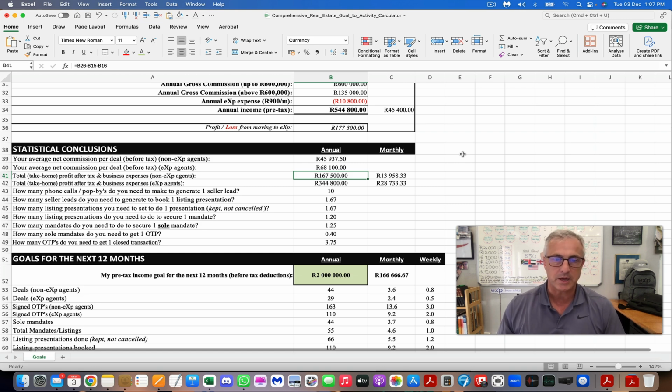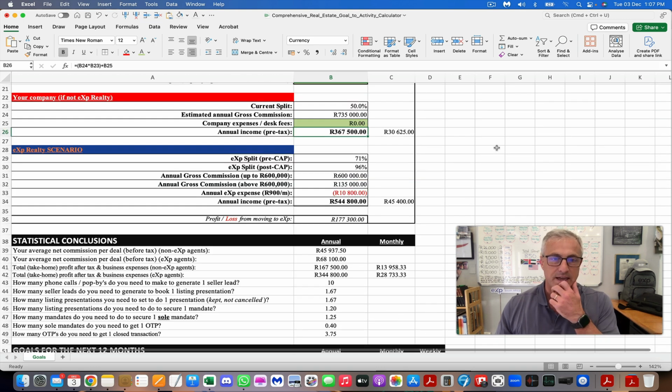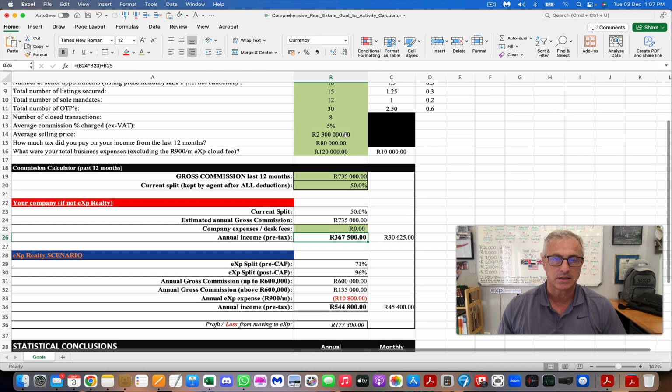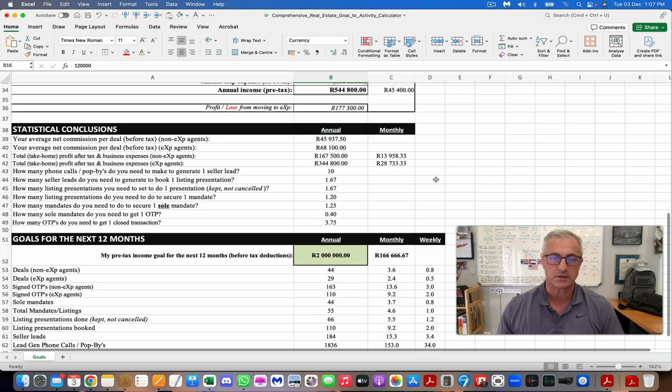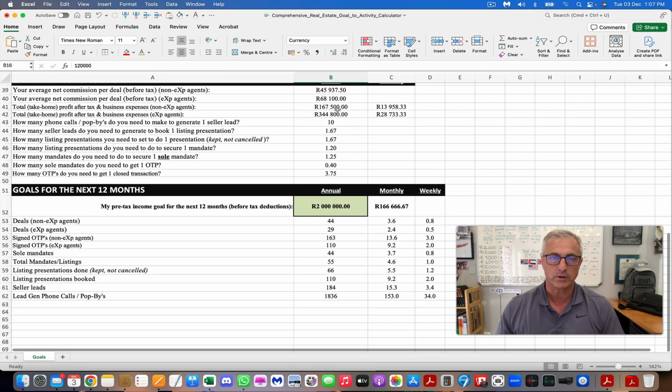If you're a non-EXP agent, where do we get that from? Well, it's the annual income that you make minus the tax that you paid minus your business expenses. So that's why you only walk home with 167,000 Rand for the year, which is 13 or 14,000 Rand a month. If you were an EXP agent, because of the split and the capping system, that would be 28,000 Rand per month.